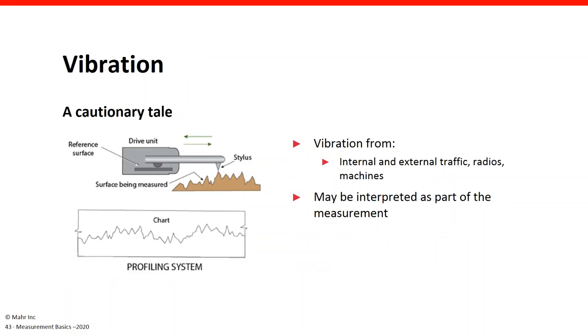And vibration. Vibration can be a big problem, especially submicron measurement, and especially when making surface finish measurements, because sometimes you can't tell the difference between a surface finish trace and the vibrations that are coming from outside sources, whether it be internal, external traffic, radios, machines. They all may be interpreted as part of the measurement. And one way to look for this is just not make the stylus on the surface finish gauge move. Just let it sit there and observe the results. And hopefully you don't see much of a signal coming through at that point, and you can be sure that vibration is not making your measurement process not be right.